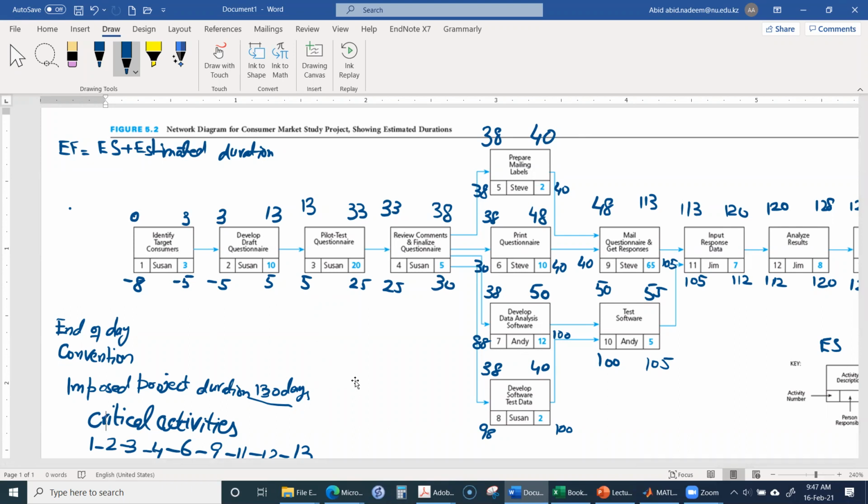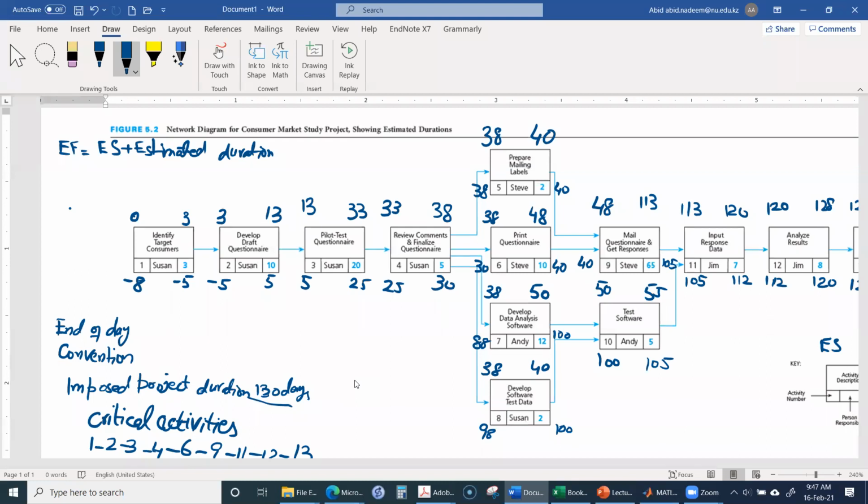Professor, how did you select these critical activities? Is it just a straight path? Yes. So in order to select the critical activities, we must look at those activities which have the least slack.